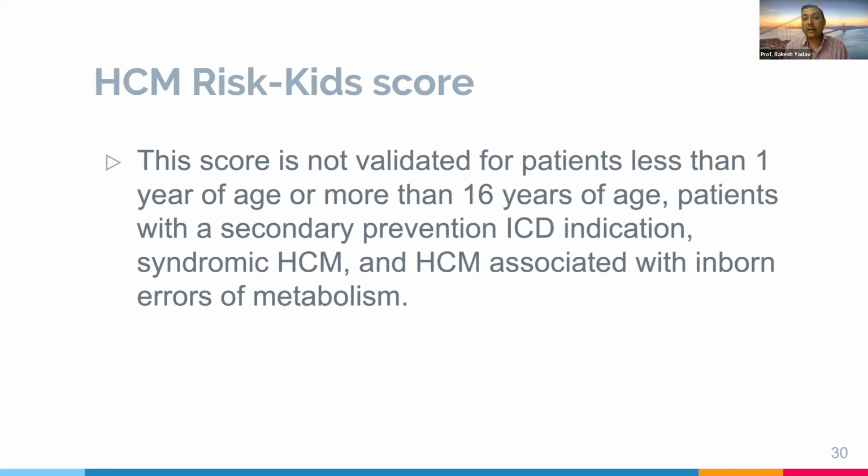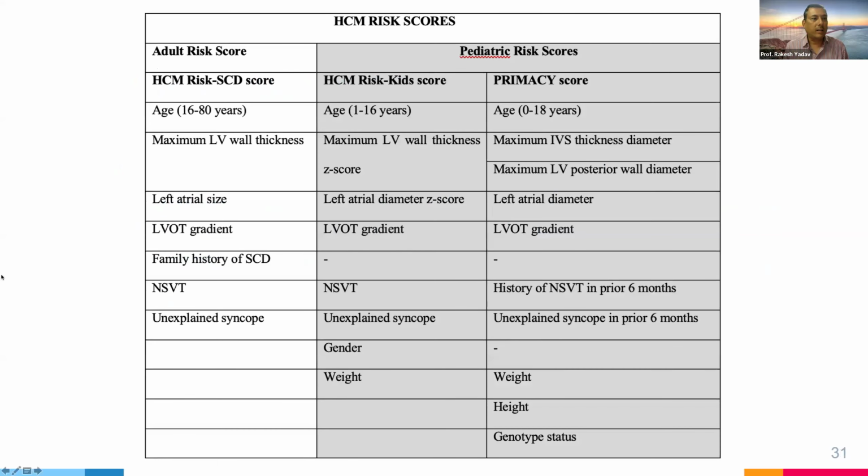This score is not validated for patients less than 1 year and more than 16 years of age, patients with a secondary prevention ICD indication, syndromic HCM, and HCM associated with inborn errors of metabolism. So these are the pediatric risk score, adult risk score, and pediatric risk score, which includes ages 1 to 16 years. Yes, massive LV wall thickness, left atrial diameter is being included, LVOT gradient is being excluded, NSVT, history of NSVT in prior 6 months, unexplained syncope in prior 6 months, weightage was given to height, genotypic status, but family history is not included in this.